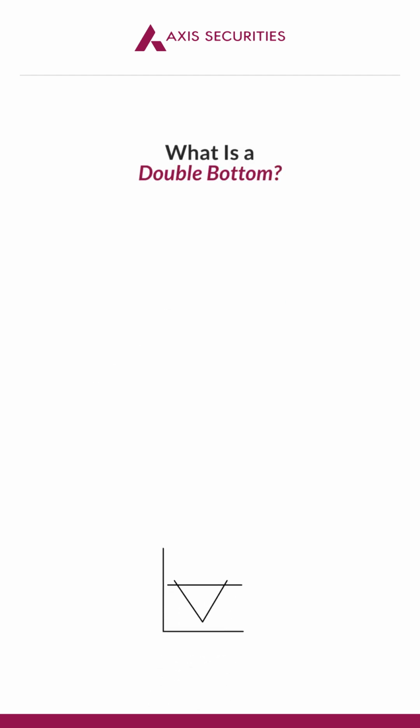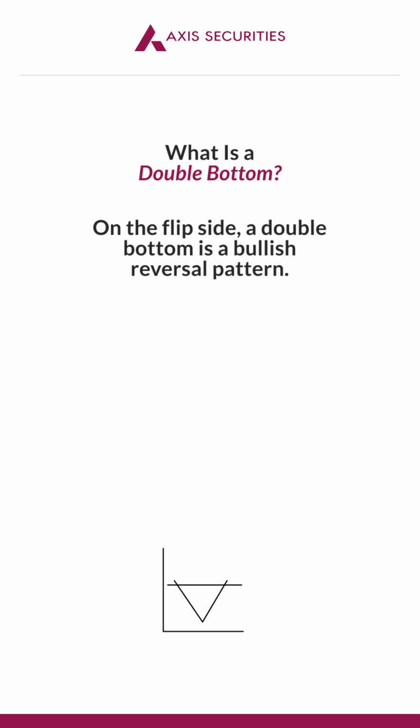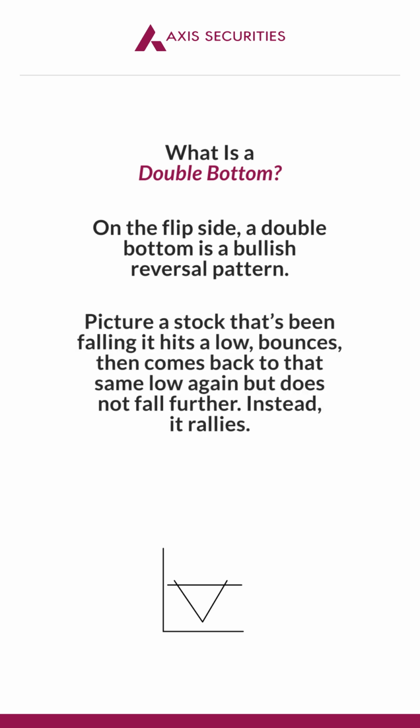What is a double bottom? On the flip side, a double bottom is a bullish reversal pattern. Picture a stock that's been falling. It hits a low, bounces, then comes back to that same low again but doesn't fall further. Instead, it rallies.